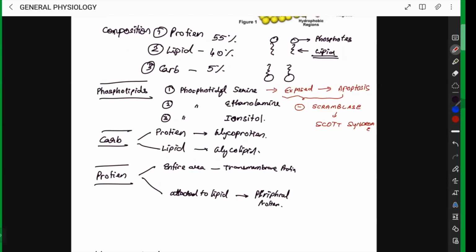Clear. Next, you have this phosphatidylinositol. There is no importance here. Phosphatidylinositol is just a precursor for the second messenger IP3-DAG mechanism. IP3-DAG mechanism is once again important in calcium transportation. Clear? That ends the story.